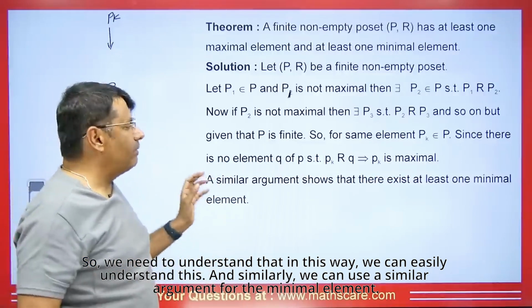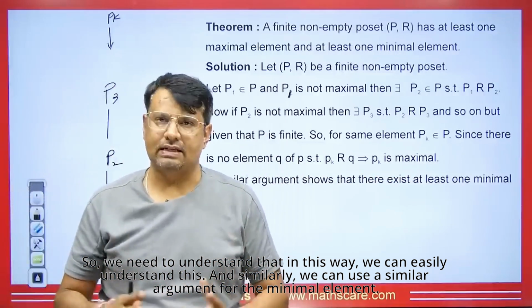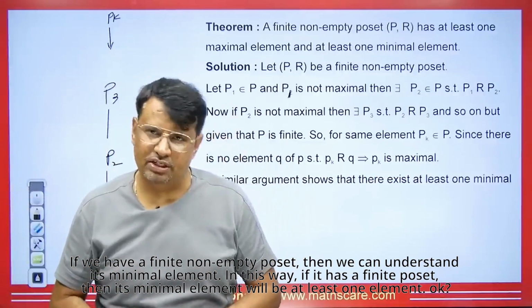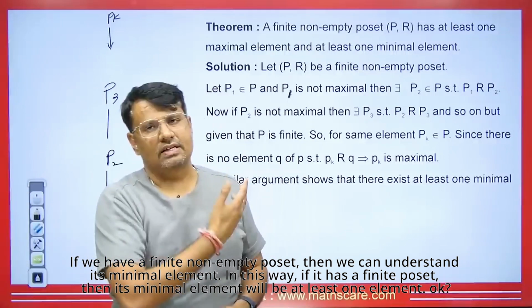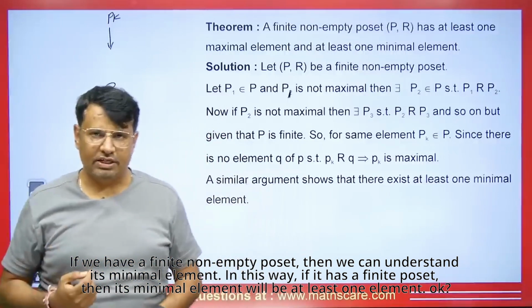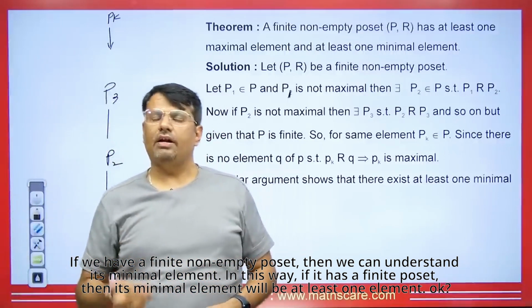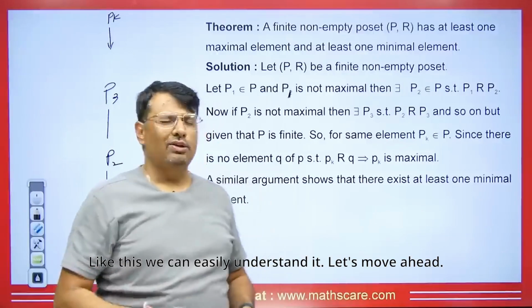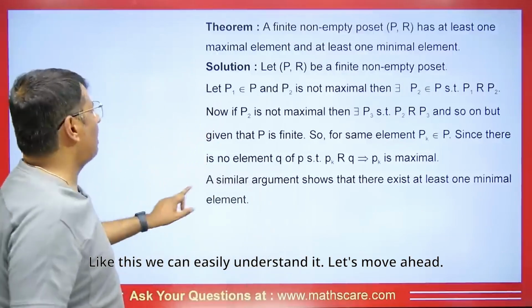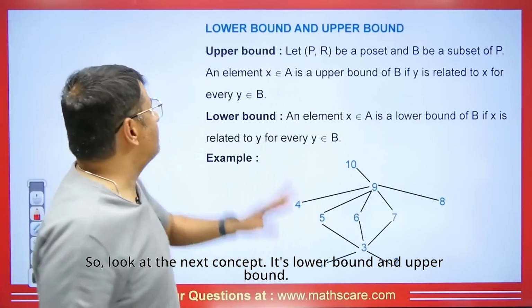And similarly, we can use a similar argument for the minimal element. If we have a finite non-empty POSET, then we can understand its minimal element. In this way, if it has a finite POSET, then its minimal element will be at least one element. Okay? Like this, we can easily understand it. Let's move ahead. So look at the next concept.